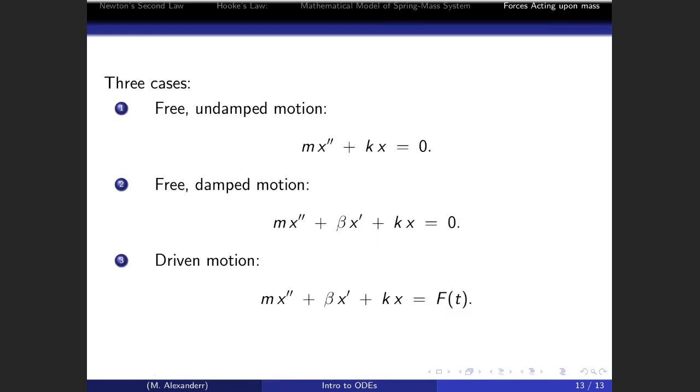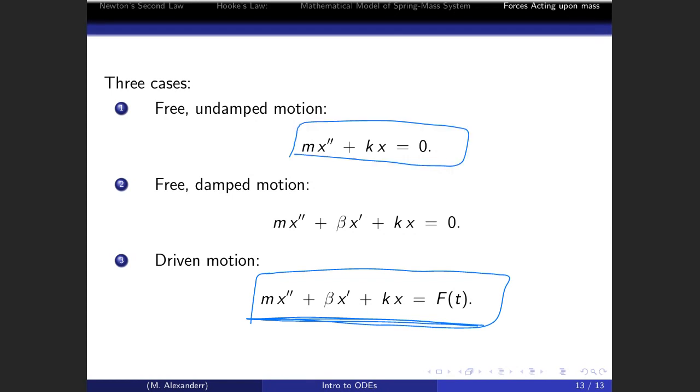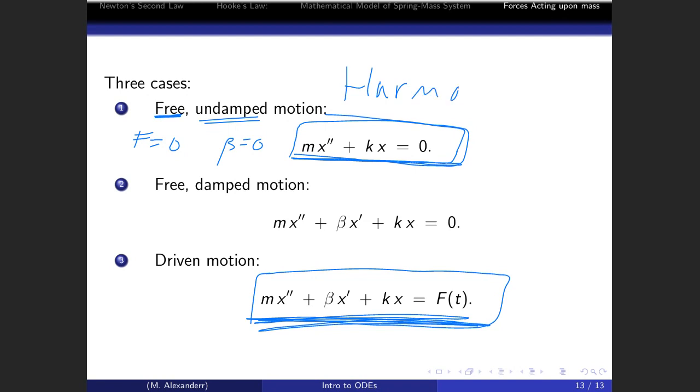All right, so now given that we do have this, instead of dealing with the general case, we're going to break it up into three little cases, step by step, because it can get complicated. The first case is the easiest case, where free refers to F being equal to 0. Undamped refers to beta being equal to 0. So we have the general equation on the very bottom, and we made beta equal to 0 and F equal to 0, and that's how we get this first simple case. And then we call this the harmonic motion.